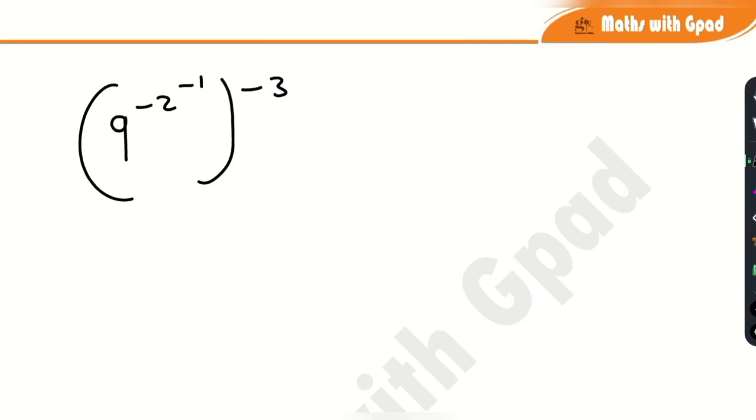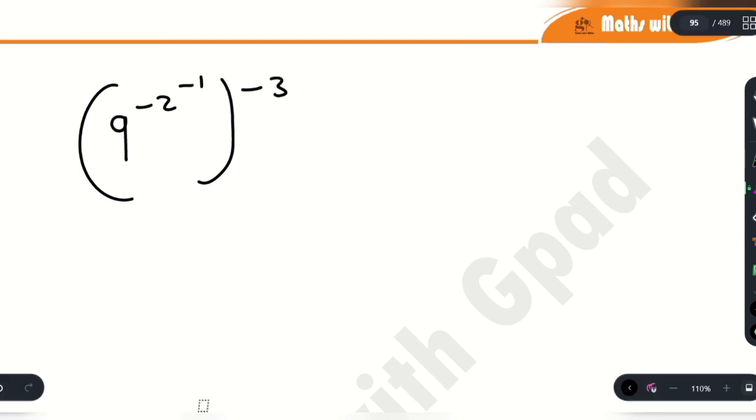Hello friends, we have a very interesting problem before us. In the bracket, we have 9 raised to the power of negative 2, raised to the power of negative 1, all in the bracket, then negative 3. So how are we going to start with this?